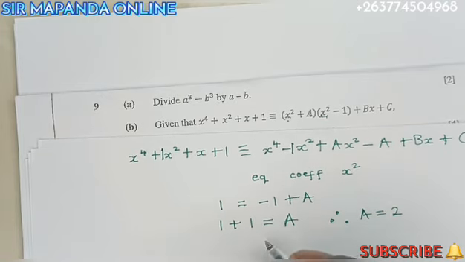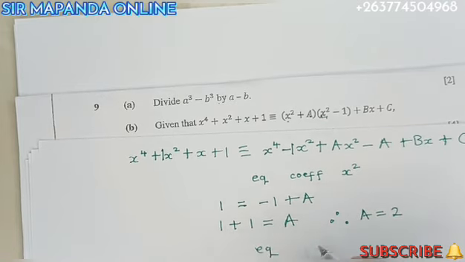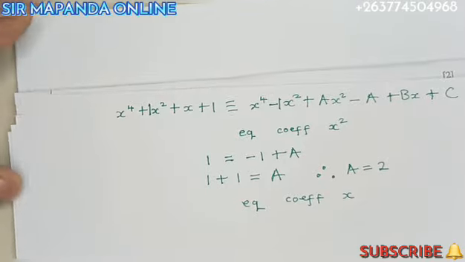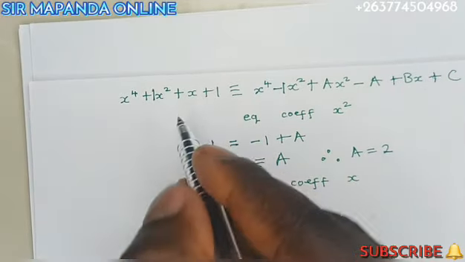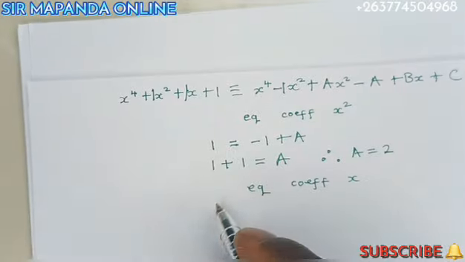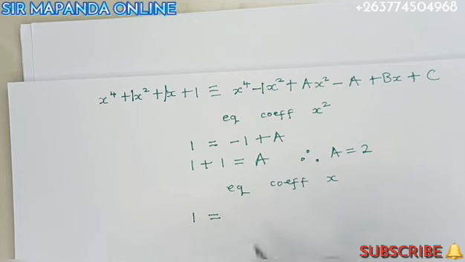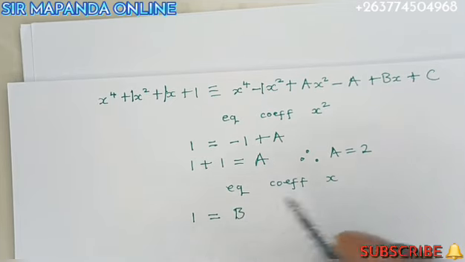Then to find b, you equate the coefficient of x both sides. The coefficient of x on the left, there is 1. So you write 1 is equals to the coefficient of x on the right. You have b, which is the only coefficient of x on the right. So b is equals to 1.